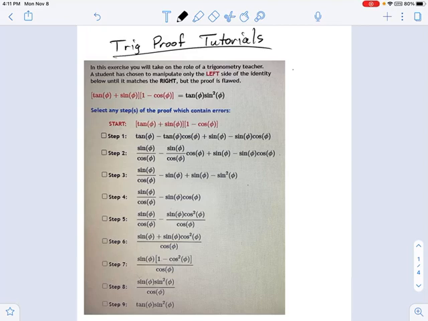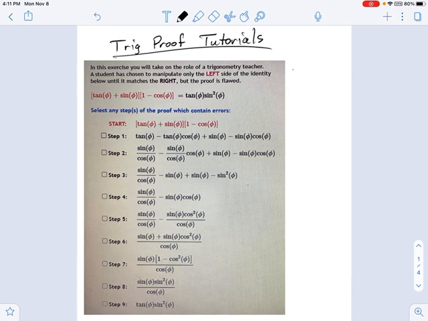Okay, in this problem, you're going to take on the role of a trigonometry teacher. Now it's your job to correct a proof that a student has given you. And in this proof, I'm going to tell you, there's a mistake in there. Maybe there's two mistakes, okay? But the proof is somehow flawed, and it's up to you to find the error.